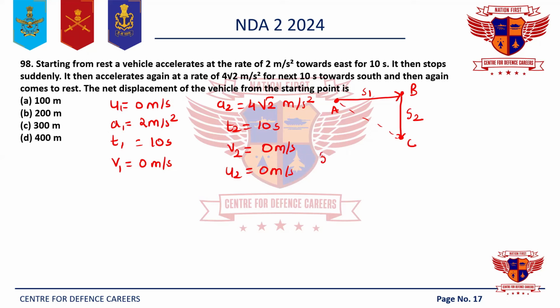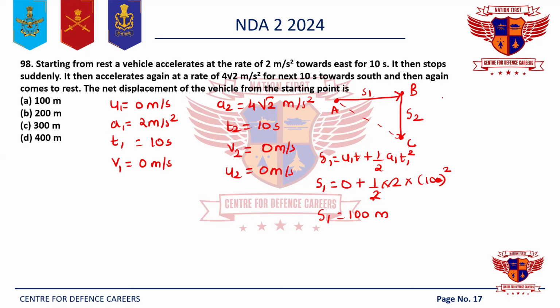So we have S1 equal to U1T plus half A1 T1 square. So we have S1 equal to, since the initial velocity is 0, you can apply 0, this will be a half, and A is equal to 2 and time is 10 square. So S1 will be equal to 100 meters.